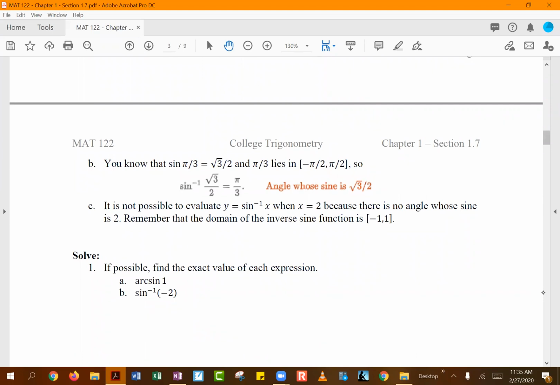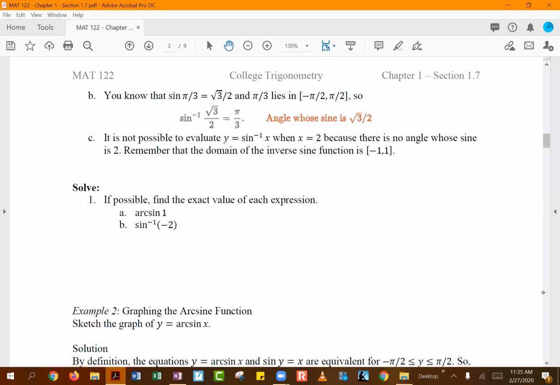Same thing would have happened with parts A and B. If the angle you came up with was outside that range of -pi/2 to +pi/2, you can't use that value. Then you would have to find something equivalent, if there was one, within the given domain or range that you have. So using those same reasonings, what do you think happens with our example 1 over here with arcsine of 1? What value could we have?